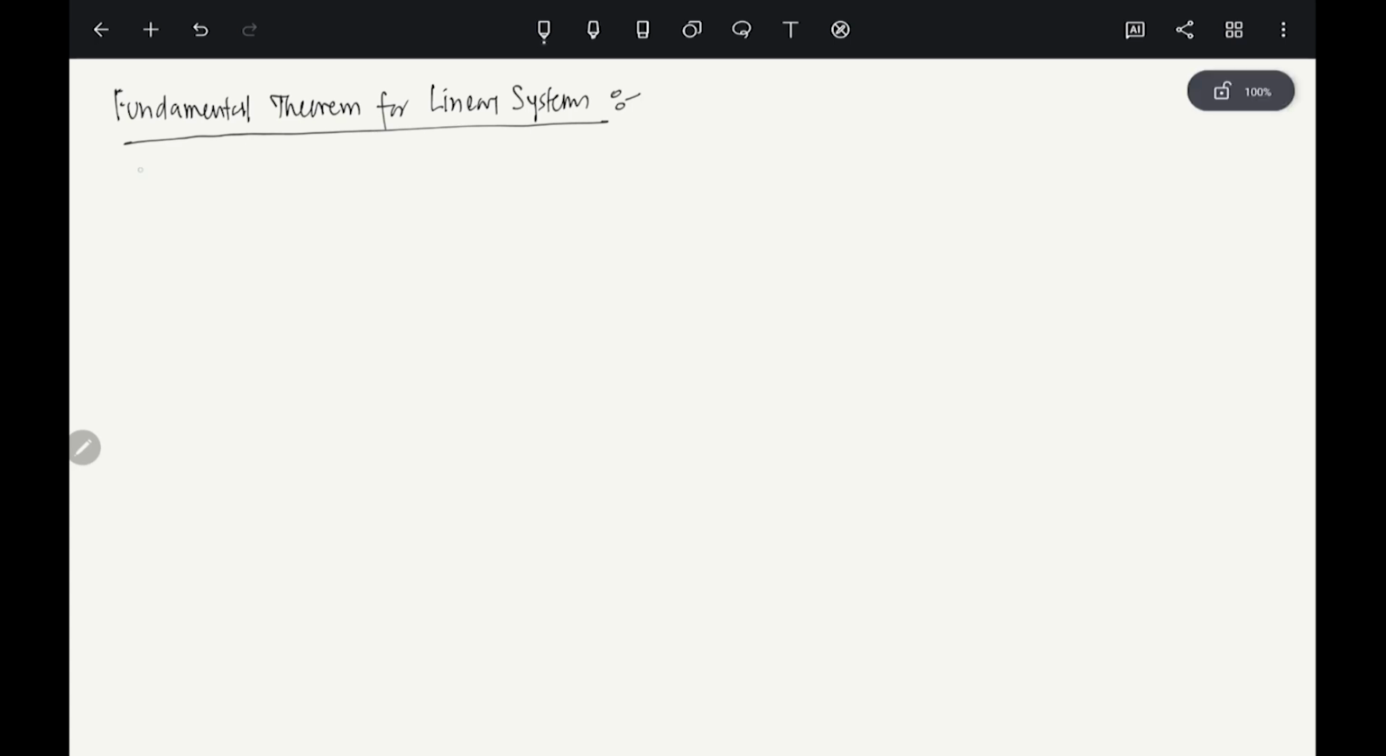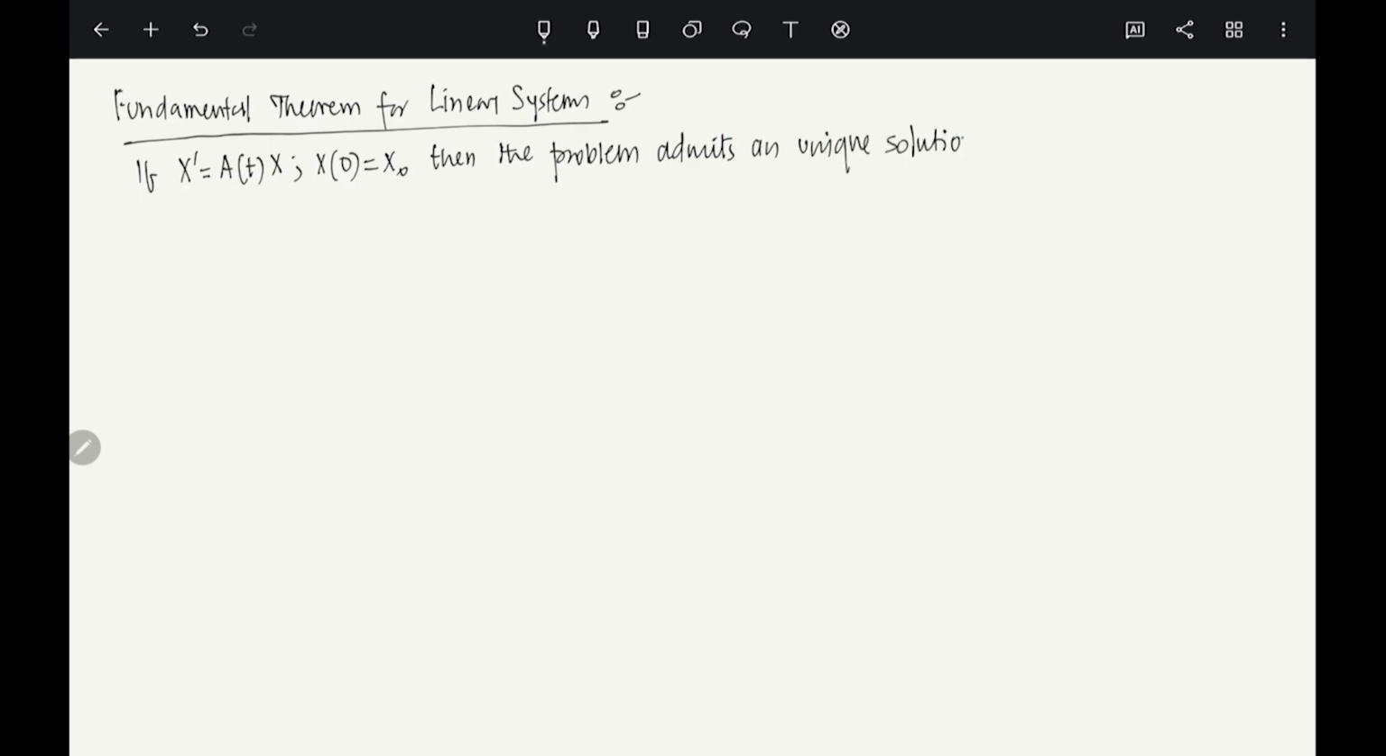Variable coefficient. So we know that if we are looking at this problem, x prime equals A times x, with x at the point 0 equal to x naught, then the problem admits a unique solution. What is the solution here? It is given by x of t equals the fundamental matrix phi of t times an n cross 1 constant. Since the initial data is given, it is nothing but phi inverse of 0 times x naught. Phi is the fundamental matrix.